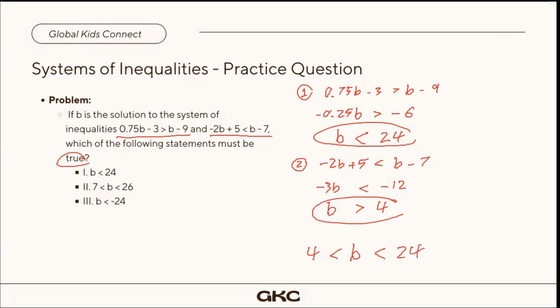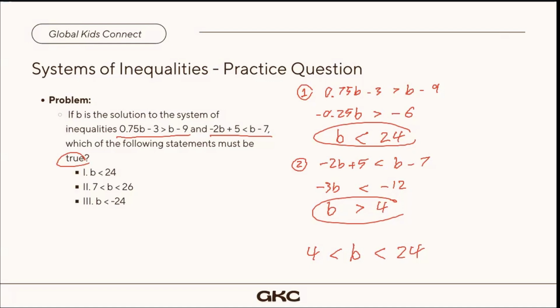And so we will now look at the answer choices. We can see that statement 1 says b is less than 24. And so, true.